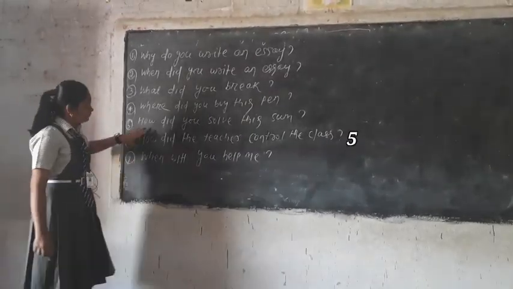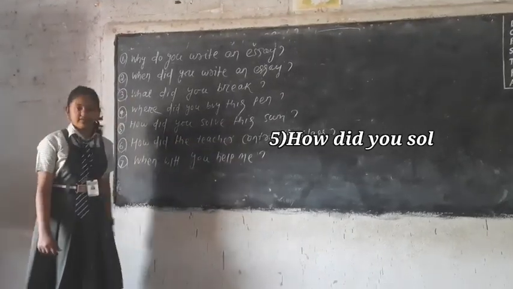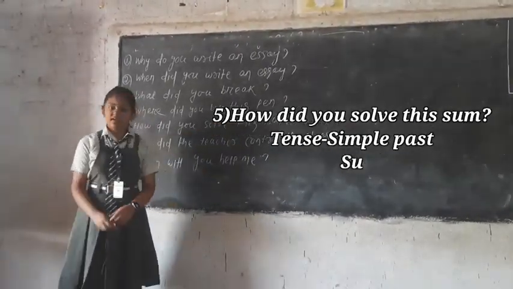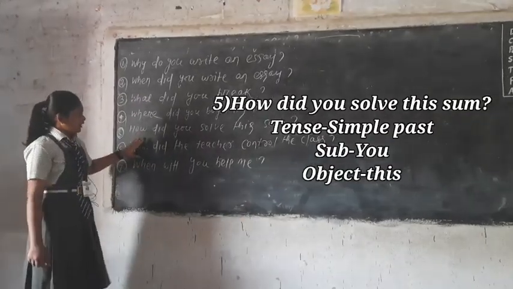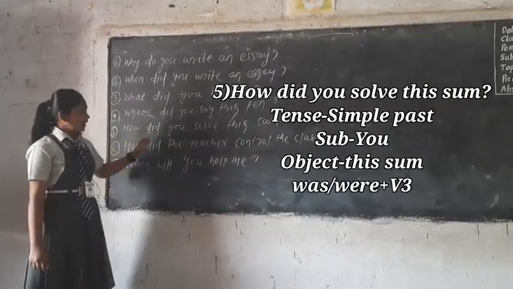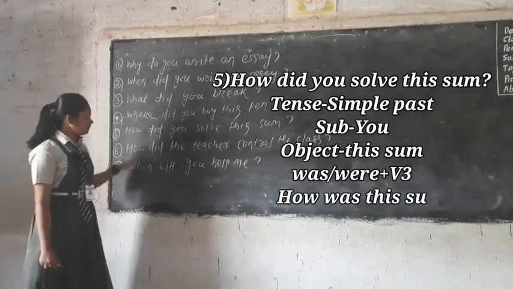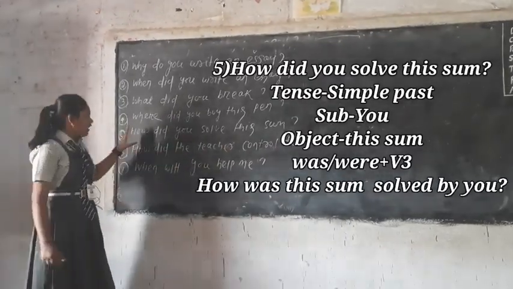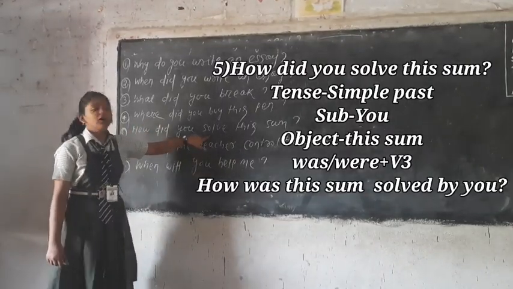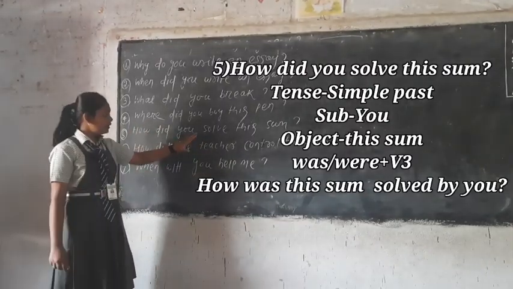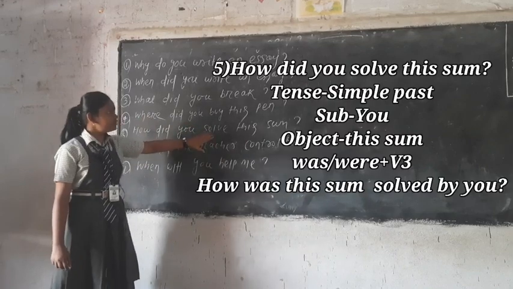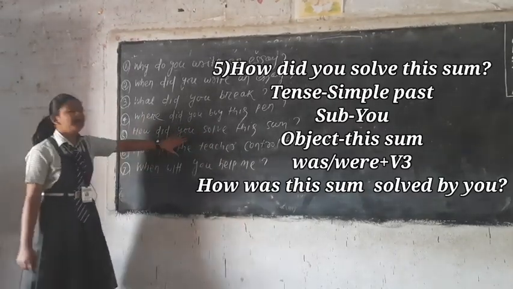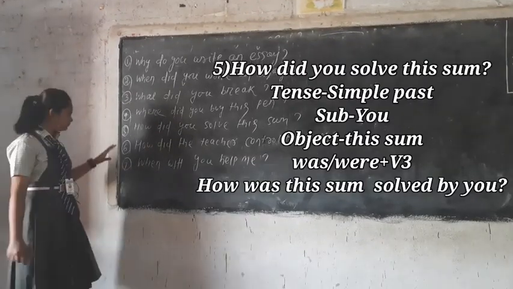Question number 5. How did you solve this sum? This sentence is in the simple past tense and this sum is the object. When we passivize this sentence, we will add the auxiliary verb before the object. How was this sum solved? Solve here is the verb, so the verb 3 form of solve. How was this sum solved? By agent, that is by you.